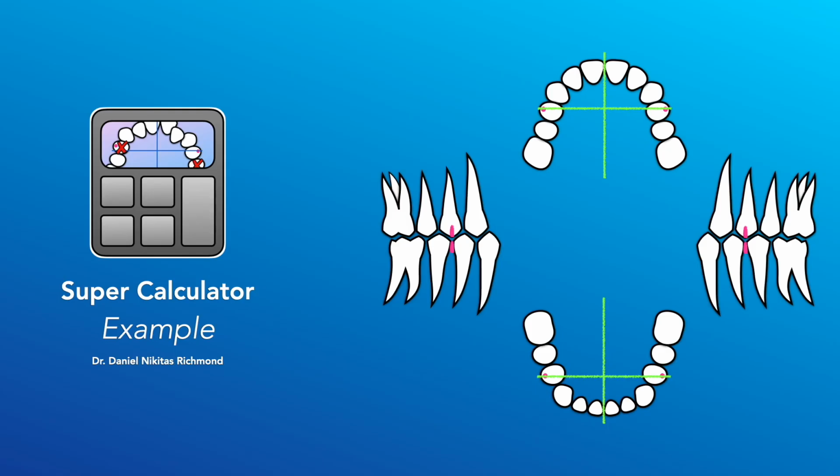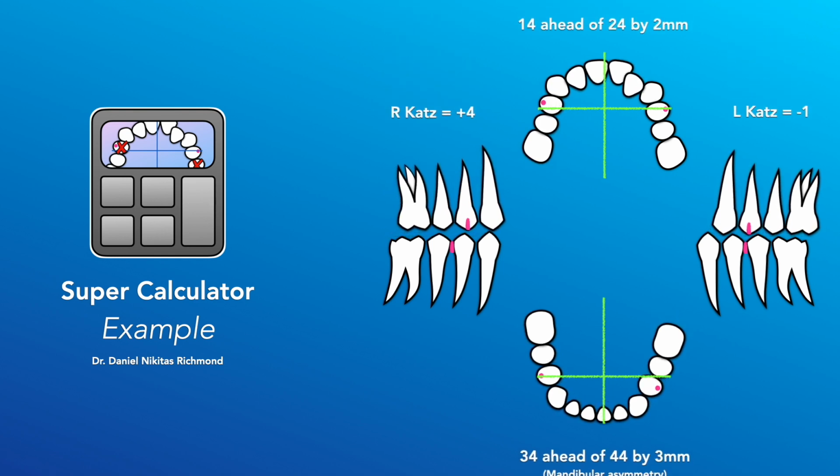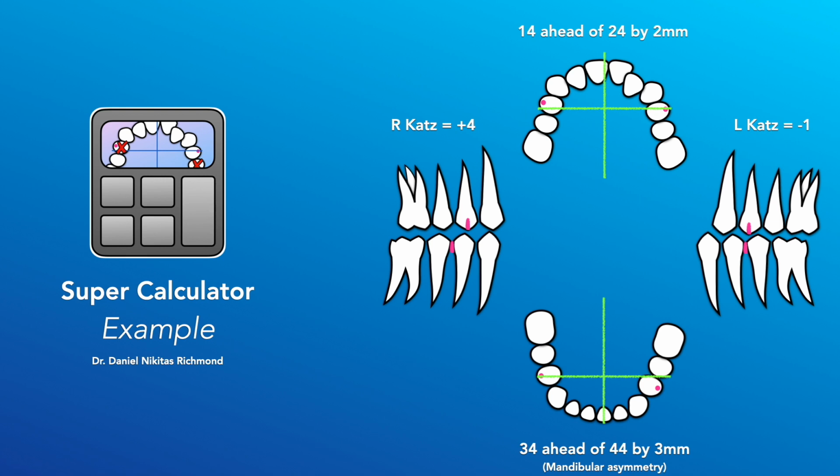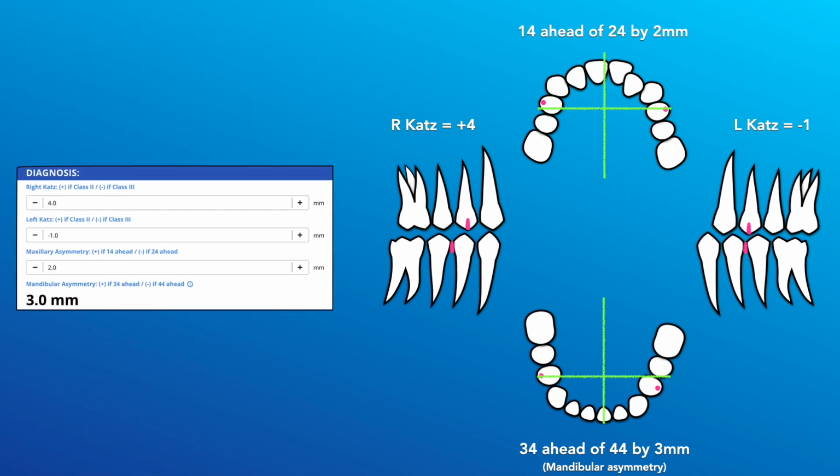We'll start off with an ideal occlusion. CATS is 0, 0, and premolars are symmetric in both arches. Let's now turn this into a malocclusion. The measurements we get are 4 millimeters class 2 on the right, 1 millimeter class 3 on the left, 1-4 is ahead of 2-4 by 2 millimeters, and 3-4 is ahead of 4-4 by 3 millimeters to simulate a mandibular asymmetry. We would punch these numbers into our diagnosis section of Supercalculator.